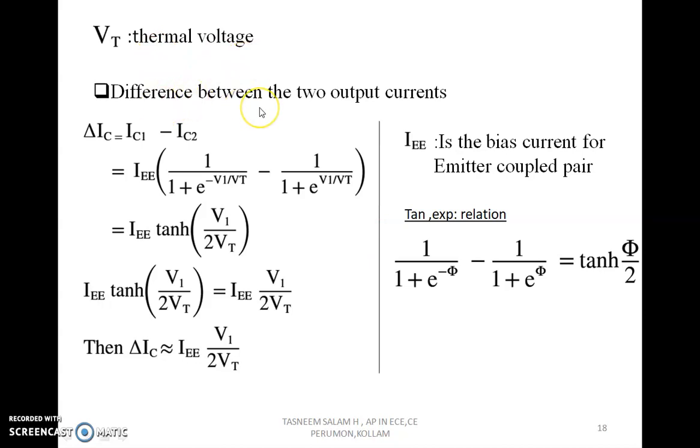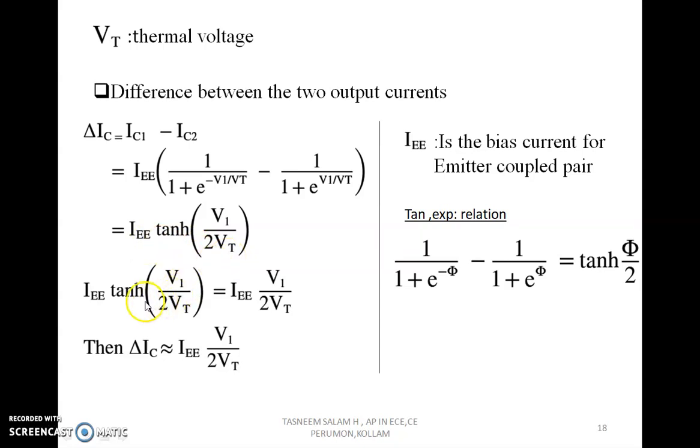So the difference between the two output currents, we can take it as this, and we can reduce this to write it as tanh of V1 by 2 Vt, because of this relationship between tanh x and exponential, that is 1 by 1 plus e raised to minus x minus 1 by 1 plus e raised to plus x is equal to tanh x by 2. So using this relation, we can minimize this as IEE into tanh V1 by 2 Vt.